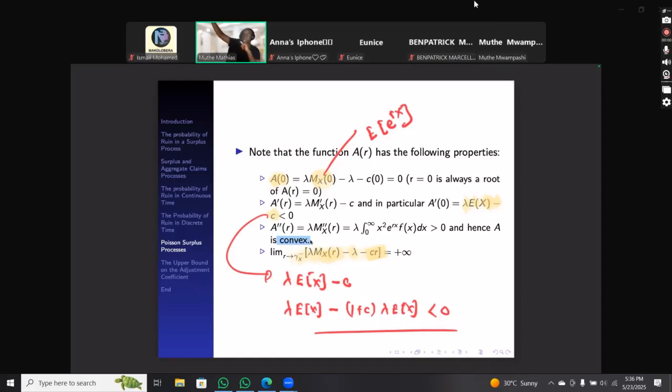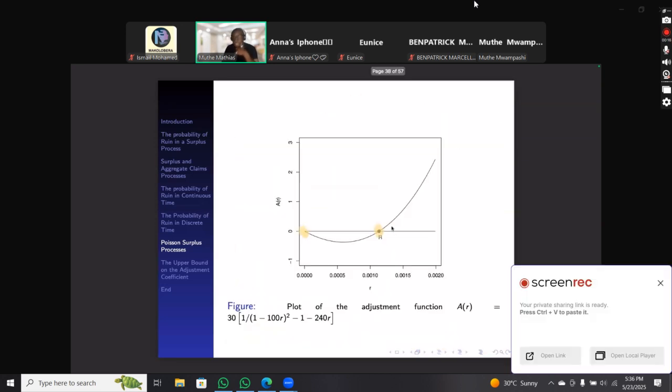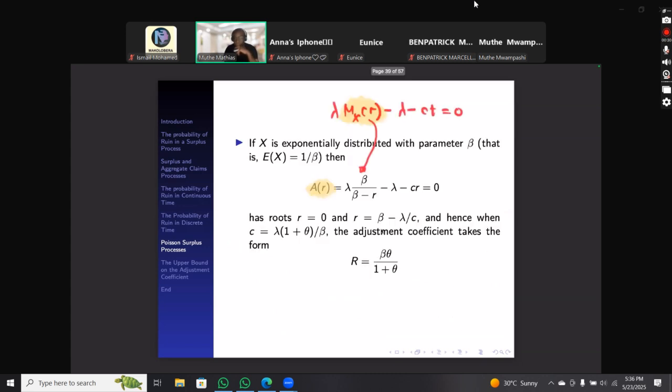So we are interested in that second root where this curve crosses the x-axis at 0, right? Because if you take the second derivative, this is greater than 0, so the function is convex. We covered all this, if you remember, and this is the nature of the function we are going to have. This is our a. It starts from 0, goes like this, and then crosses the x-axis at this point here. So this is our adjustment coefficient, right?